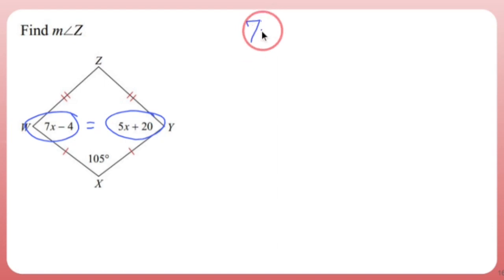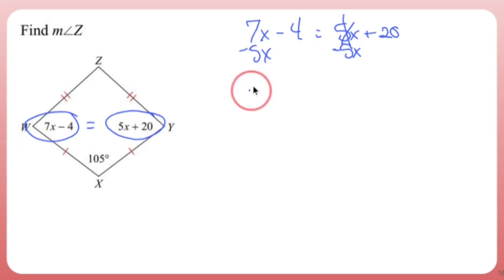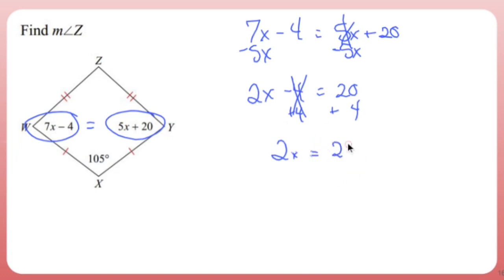So 7x minus 4 equals 5x plus 20. I have x on both sides of the equal sign, so let's subtract 5x from both sides. 7x minus 5x is 2x. Drop down the minus 4. Drop down the equal sign. Drop down the 20. I can add 4 to both sides, like that. 2x equals 24. Divide both sides by 2, and x equals 12.